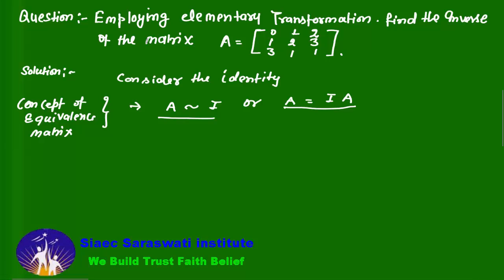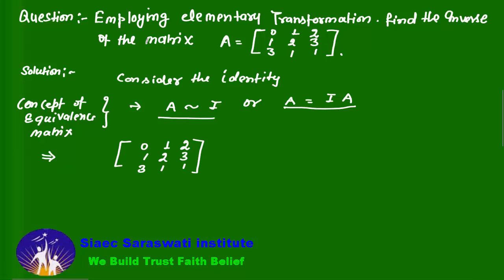So let us solve this problem. As you know, the given problem is that the matrix A is 0 1 2, 1 2 3 and 3 1 1. So this is the given matrix.